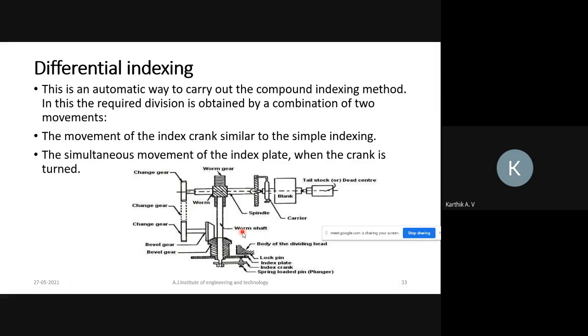So compound indexing is two movements, plate movement as well as crank movement. But here there is no calculation of the plate as well as the crank. Here the crank will be rotated by the manual method, the same as the simple indexing mechanism. Then the plate will be rotated automatically with the help of this gear train mechanism. We have to do the calculation for this gear train mechanism. So both movements are clubbed together here. Based on that, the workpiece will be rotated and you can make the division. This is called the differential indexing mechanism.